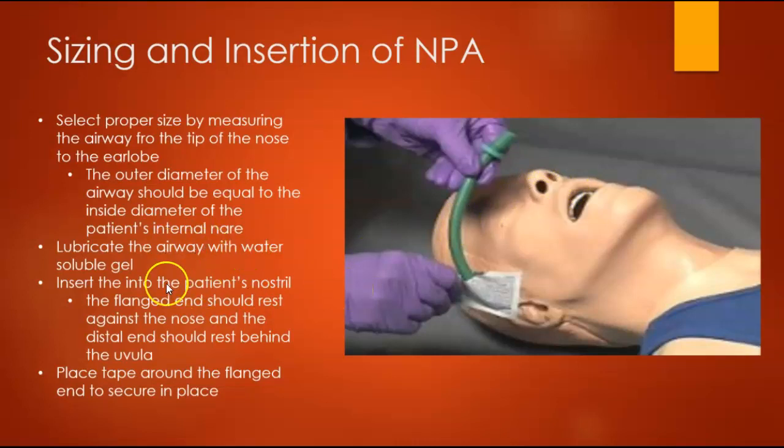lubricating the airway well with water-soluble gel, inserting it into the patient's nostril. The flanged end should then, by the time it's inserted, rest against the nose. Okay. And if you were looking inside the patient's mouth, you should see that distal end resting behind where the uvula is. You can place, again, that tape around the flanged end to secure it in place. And we will show you how to do that better in lab.